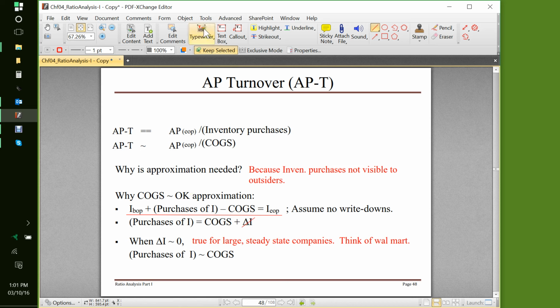So now let's think about this a little bit. This approximation is going to be true for large steady state companies, but when is it not going to be good? How about very quickly growing companies, right, where their inventory is growing to keep up with their growing sales? Okay.